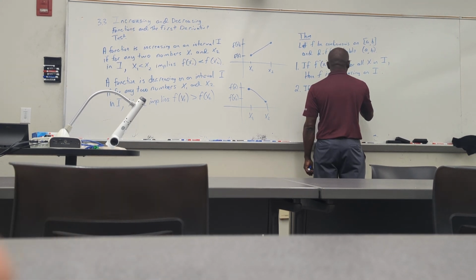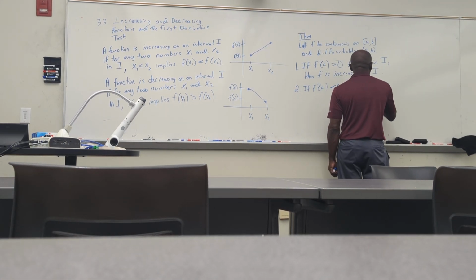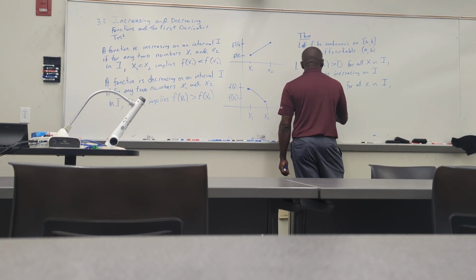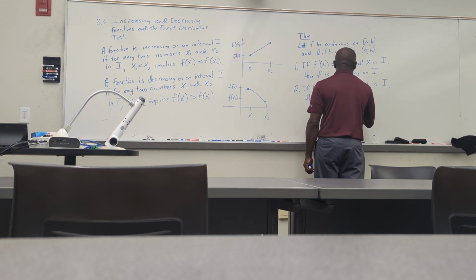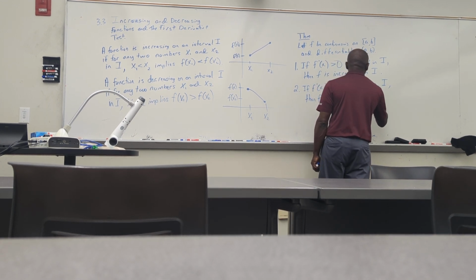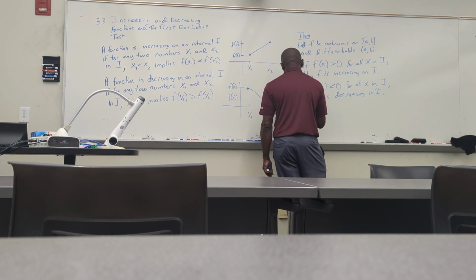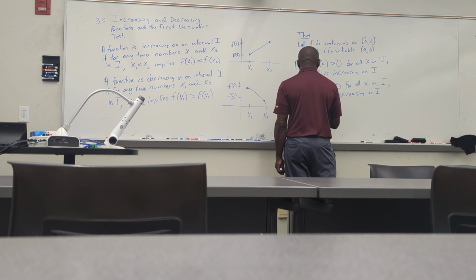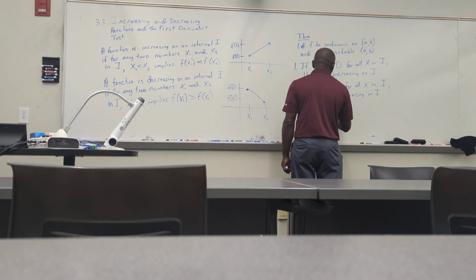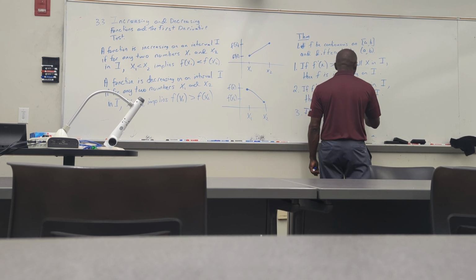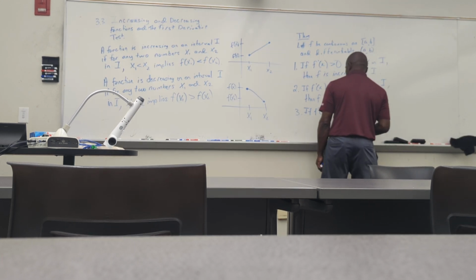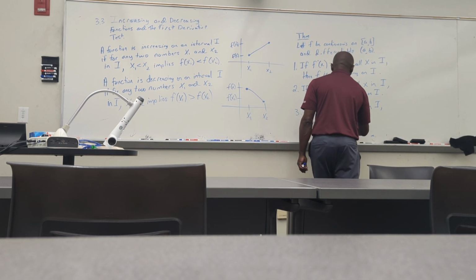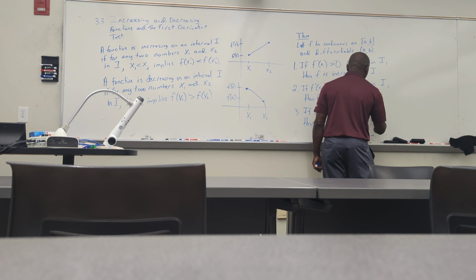If f prime of x is less than 0 for all x in I, then f is decreasing on I. And the third one we're going to say, if f prime of x is equal to 0 for all x in I, then f is constant on I.